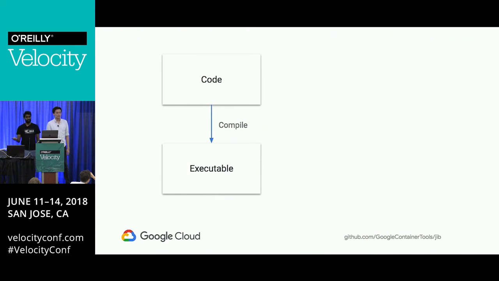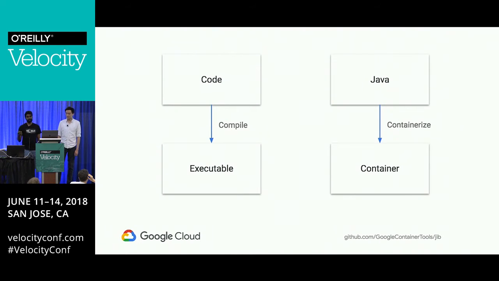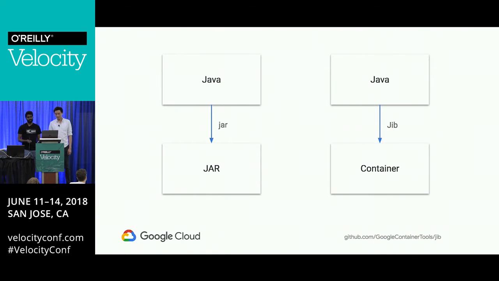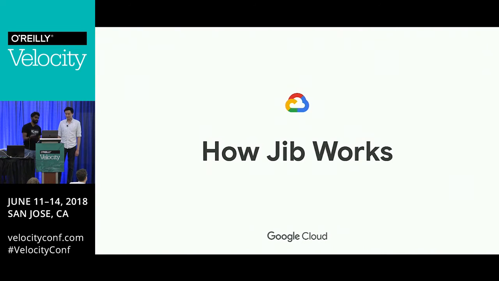So historically, you know, code's been compiled into an executable, and a containerizer should take your Java application and just build it into a container. And in Java, we've been doing this for a while. You take your application and you jar it up into a jar. And with jib, you take your application and you jib it up into a container. So let's go into a little bit of how jib works.